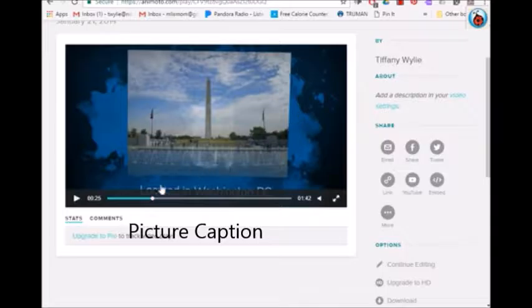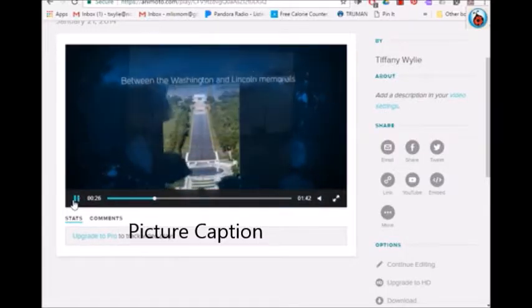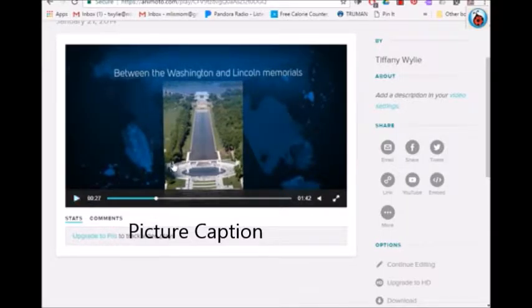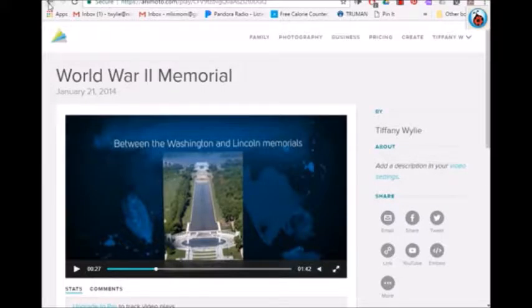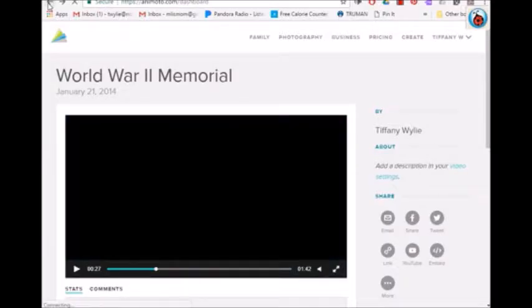Now, here's a picture, and this is kind of in the way, but you can notice there's a picture up here and what we call a picture caption. Down here, here's another good example, picture with caption. So those are the two ways that you'll be able to put words in your video: through text only and picture captions.